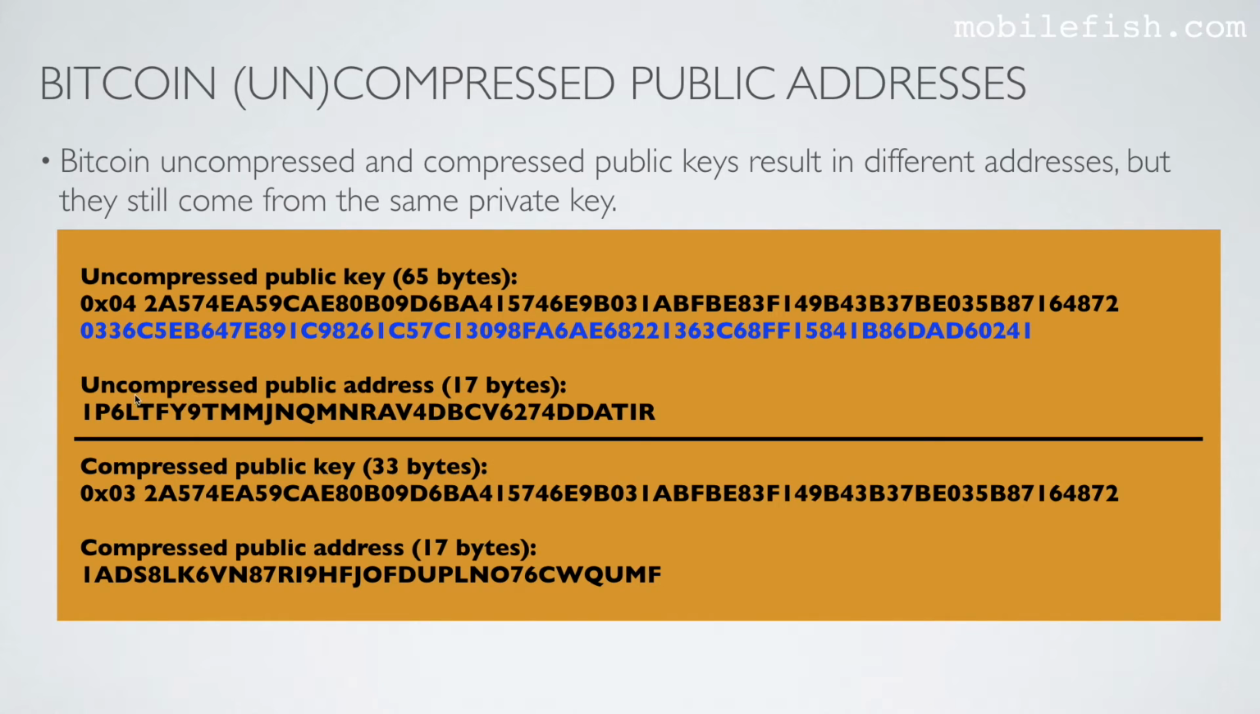You can clearly see that the uncompressed public address is much smaller than the uncompressed public key. The same applies to the compressed public address, which is also much smaller than the compressed public key. The public addresses are created to make them easier to handle by humans.